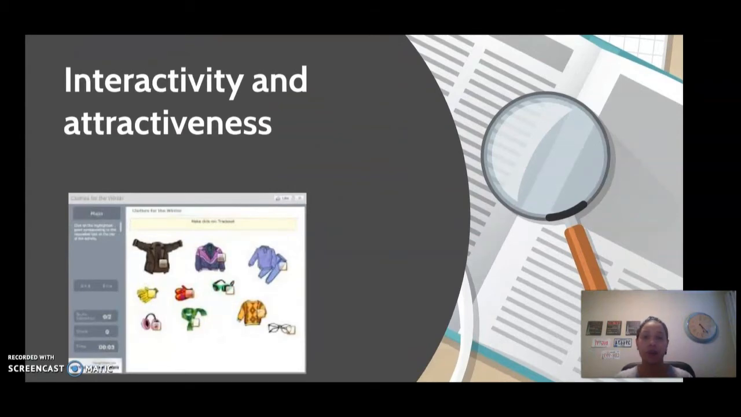Interactivity and attractiveness is crucial, because even from children to adults at every level, they want attractive material, something appealing, colorful, something that, for example, for adults, looks sophisticated but is enjoyable. Okay.